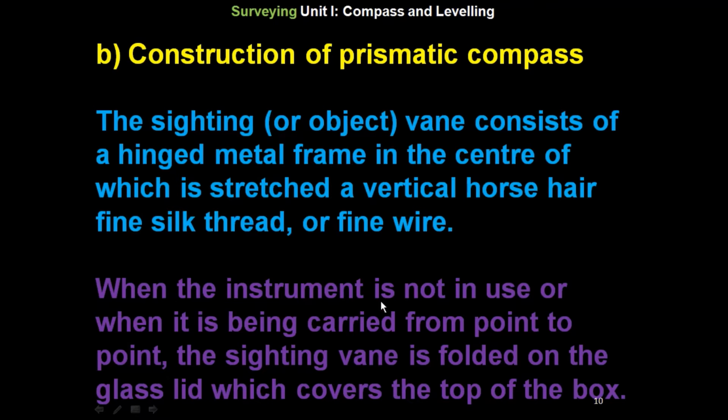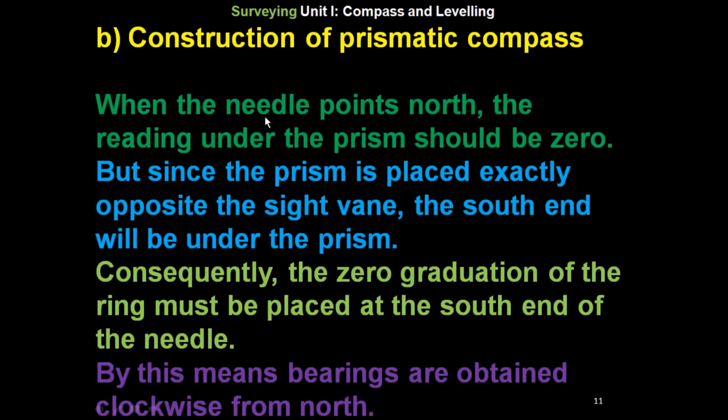When the instrument is not in use or when it is being carried from point to point, the sighting vane is folded on the glass lid which covers the top of the box. When the needle points north, the reading under the prism should be 0. But since the prism is placed exactly opposite the sight vane, the south end will be under the prism. Consequently, the 0 graduation of the ring must be placed at the south end of the needle. By this means, bearings are obtained clockwise from north.